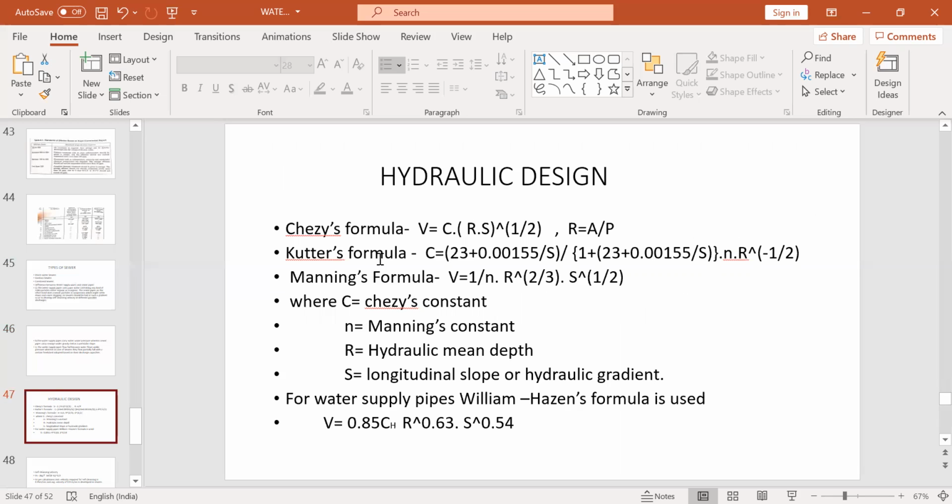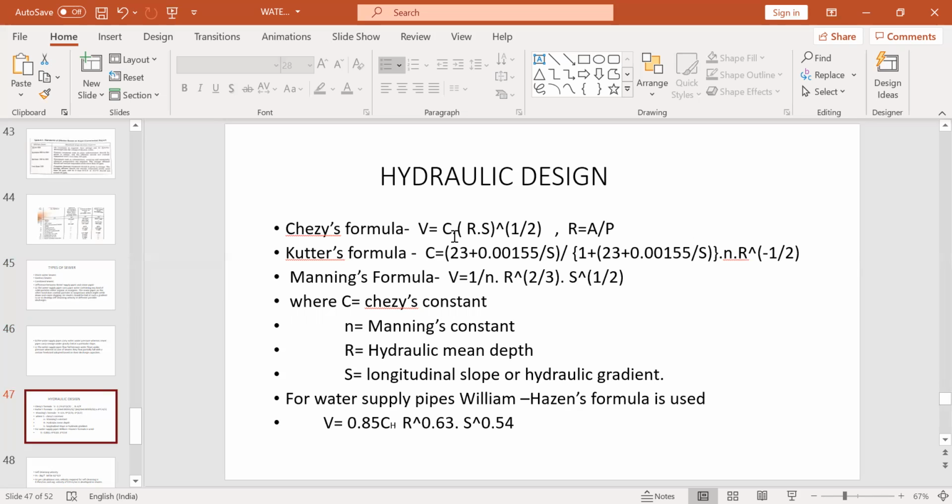Certain formulas are there. Chezy's formula: V equal to C square root of R into S, where R is A by P. A is the wetted area, P is the wetted perimeter. So this will give you R, and S is the longitudinal slope.